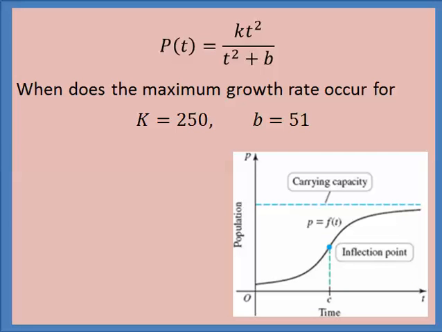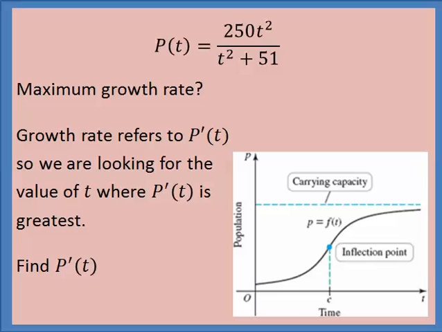When does the maximum growth rate occur? Now, growth rate refers to p prime. It's a little bit easier to think in terms of distance and velocity. So if your function is distance, then the derivative is velocity. Now this time our function is population, and so p prime is growth rate. As time increases, what happens to the population? So what we're looking for in terms of growth rate is p prime. And we're looking for the value of t where p prime is the greatest.